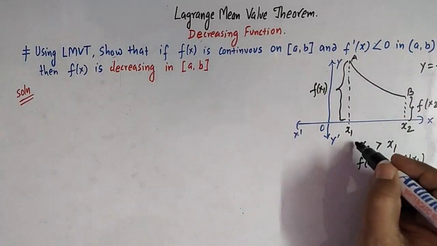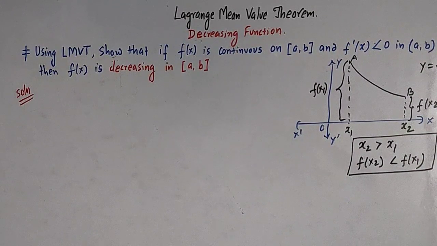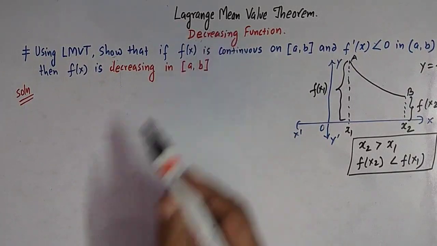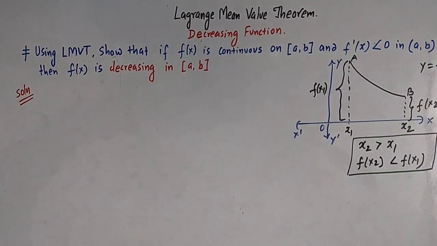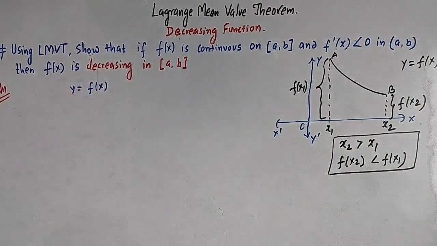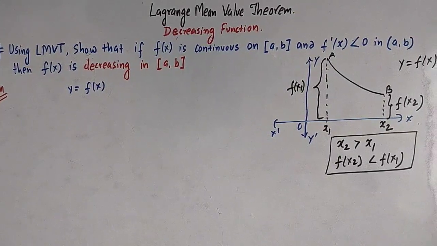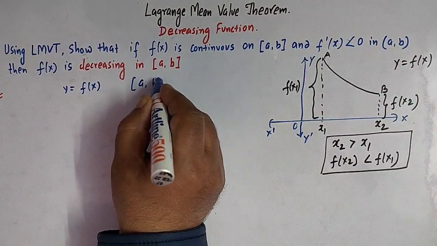So our aim is to derive this condition with the help of Lagrange's mean value theorem. Let us start, and first see whether the conditions of Lagrange's mean value theorem are satisfied or not, although they are already given in the statement. Now we have the function y equals f of x, and this function is defined in the interval [a, b].